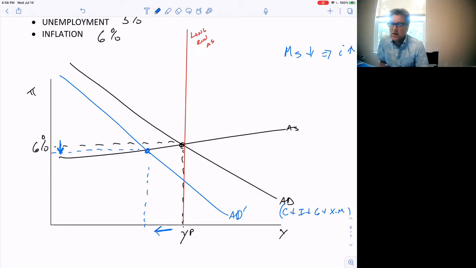There was a recession in the 1980s. It was entirely because of the Fed decreasing the money supply too much, increasing interest rates, lowering aggregate demand, and the new equilibrium was a recession in this country. It's going to take some time for the inflation rate to fall. So the Fed has to be careful not to do too much too fast.